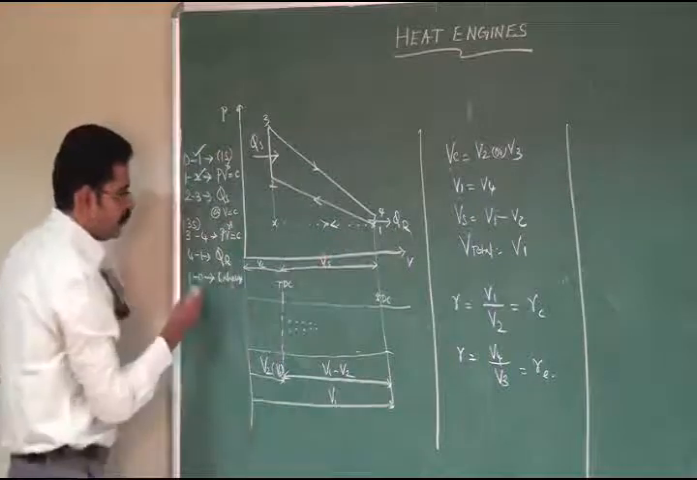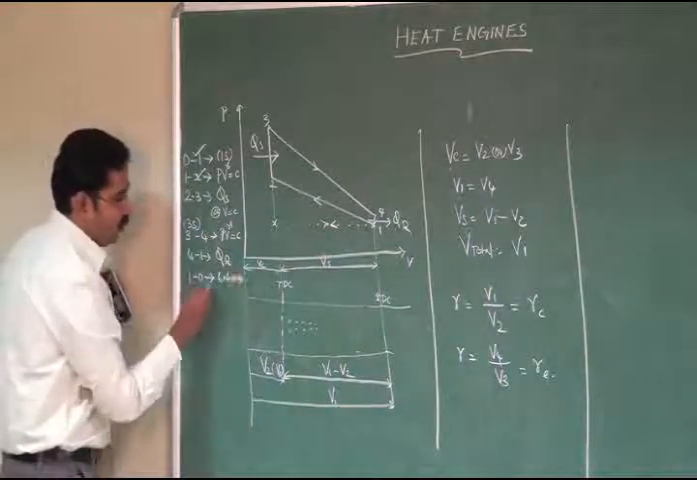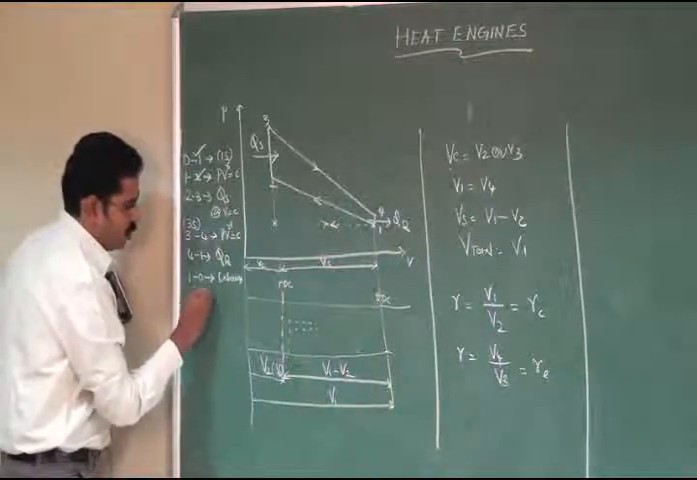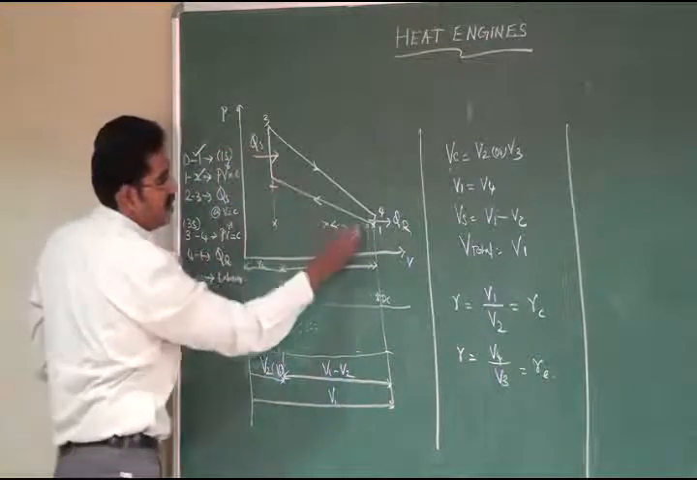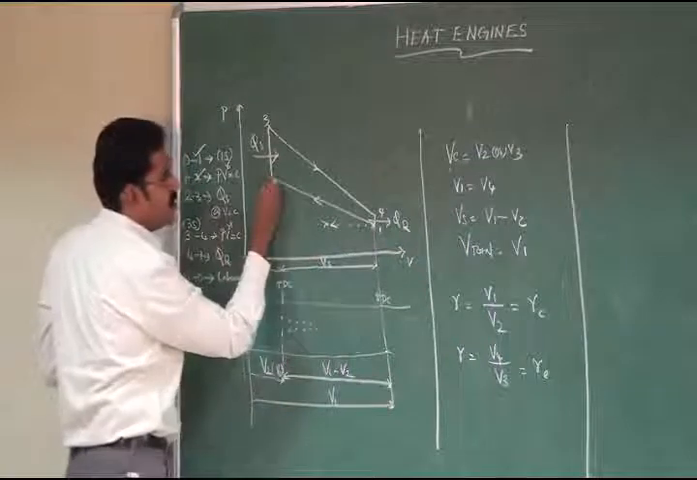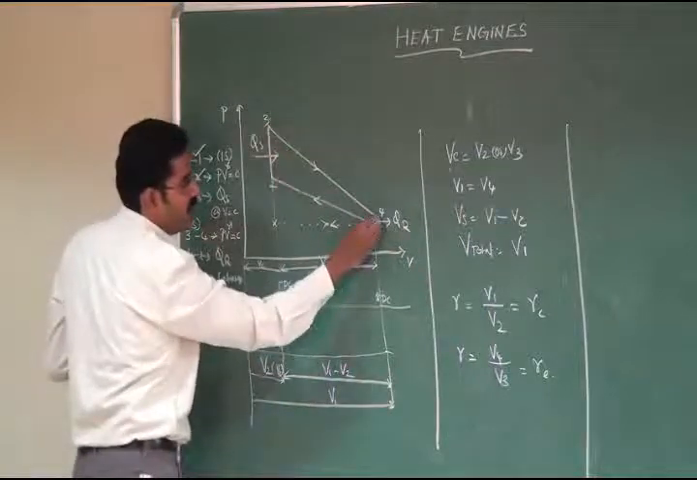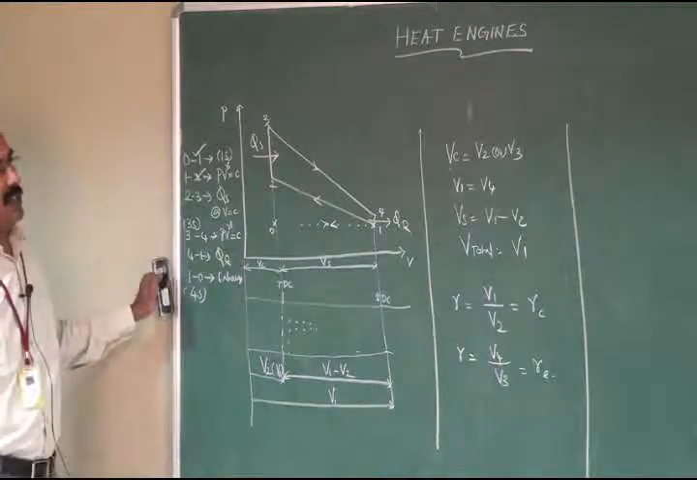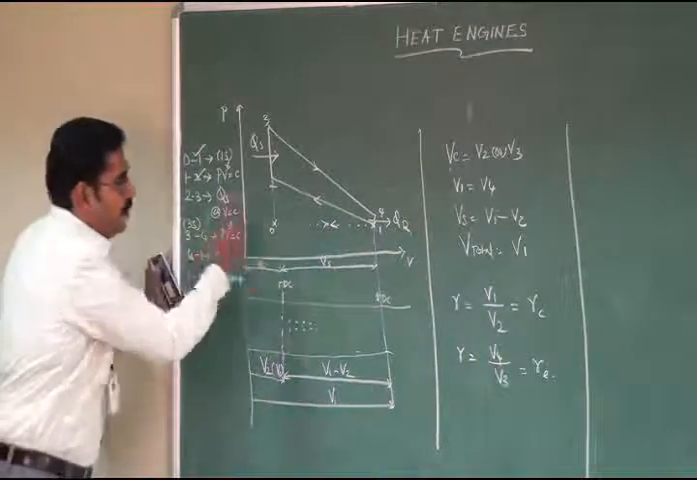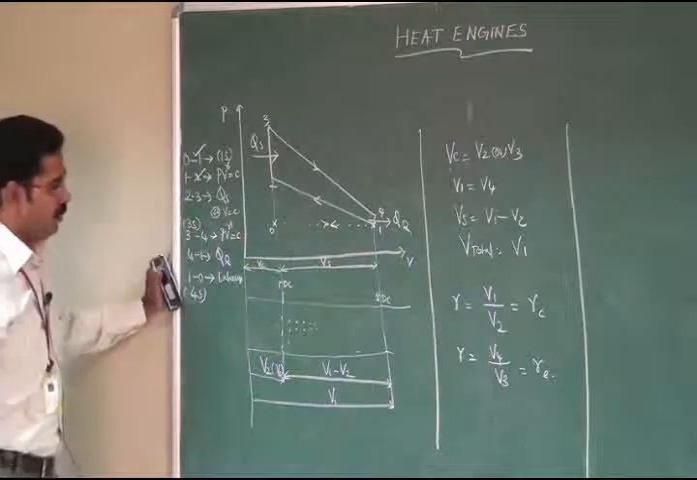Again 1 to 0 is the fourth stroke. So we have 4 strokes. 0 to 1 is the first stroke, 1 to 2 is the second stroke, 3 to 4 is the third stroke, and 1 to 0 is the fourth stroke. And what I explained earlier, I am just matching with the PV diagram.